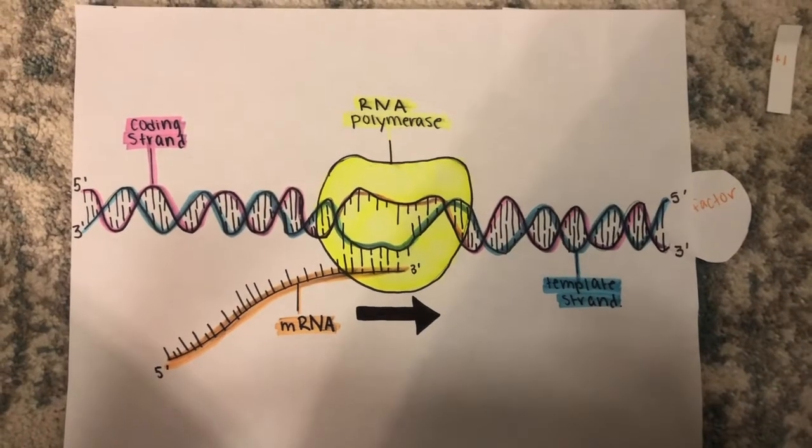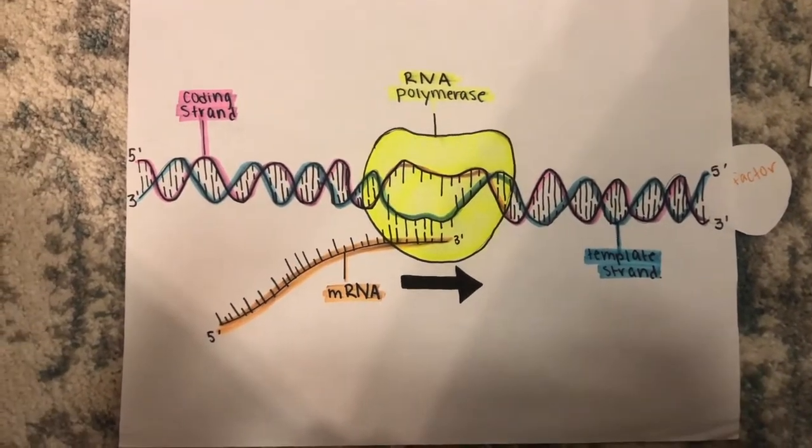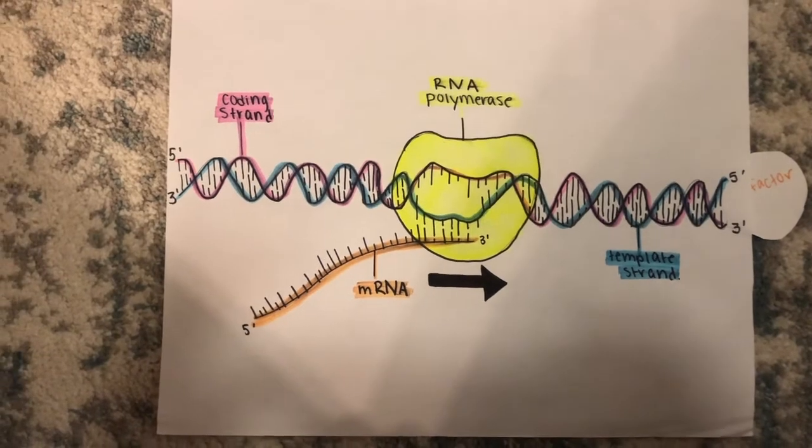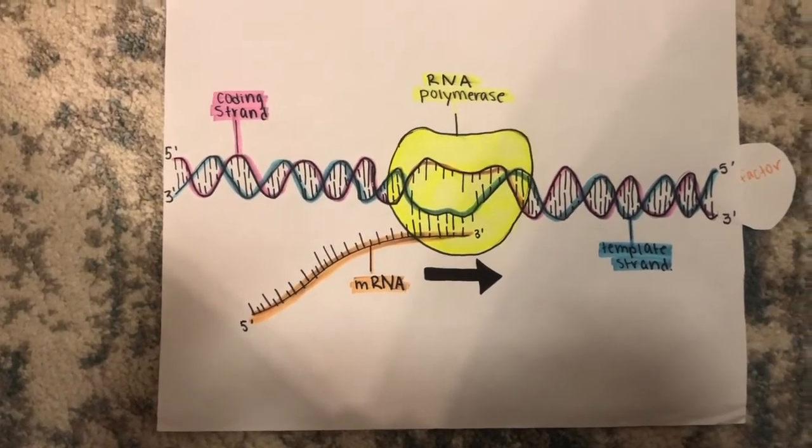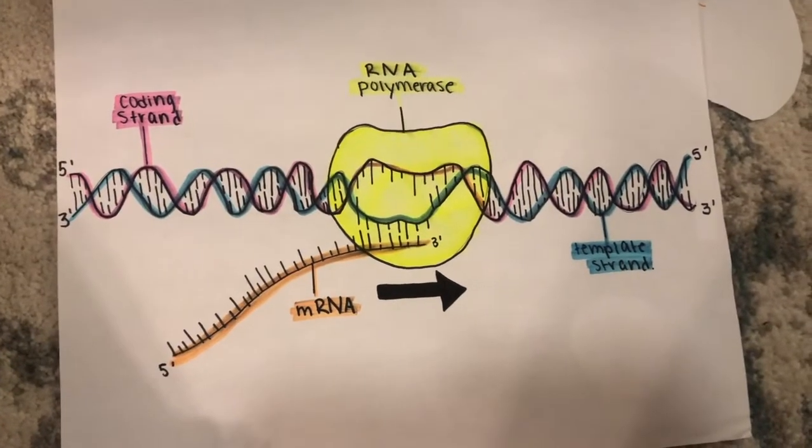Today we'll be looking at the process of transcription in a prokaryote. Transcription is the process of a DNA strand being copied into a new molecule of mRNA, which is messenger RNA. Transcription is the process of how we get DNA to RNA. Here we have a DNA molecule.